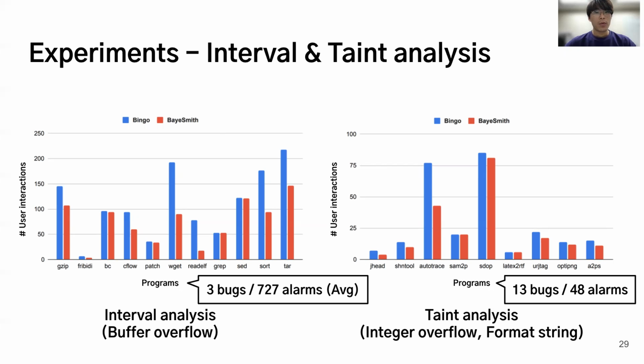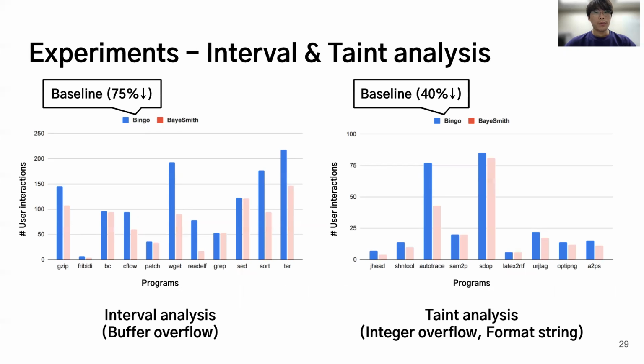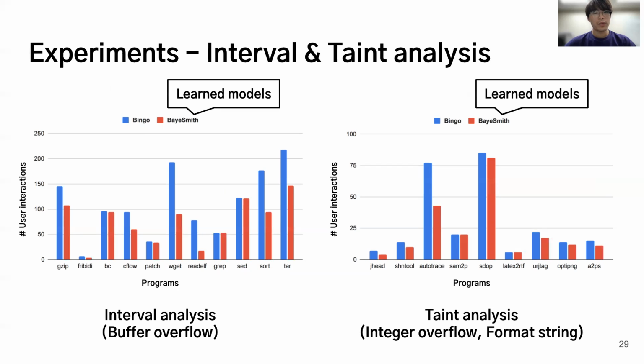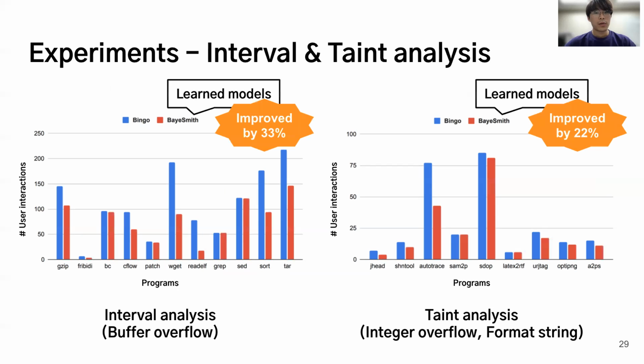For evaluation, we count the number of user interactions with the system until finding all the bugs. The baseline model, called Bingo, reduces the number of alarms to be inspected by large amount. It is sufficient to inspect 75% less alarms to find bugs in a program for interval analysis. We can see that it already performs very well. Now here's the performance of our learning framework, indicated as red bars. With the learned models, we additionally improved by 33% for interval analysis and 22% for taint analysis.